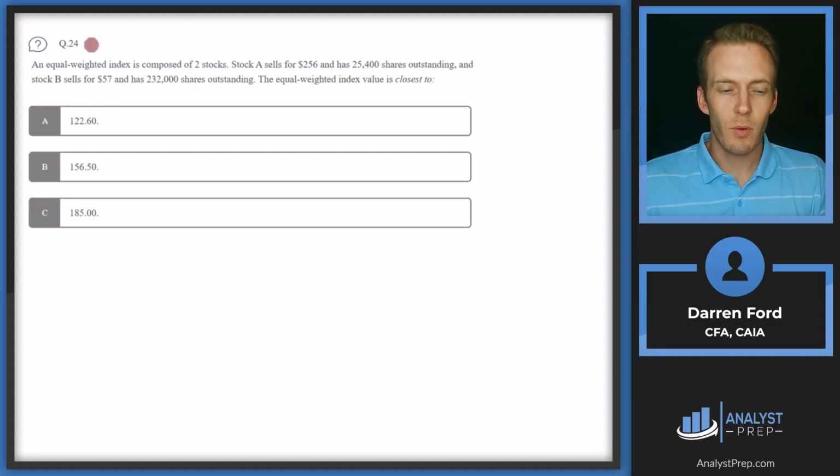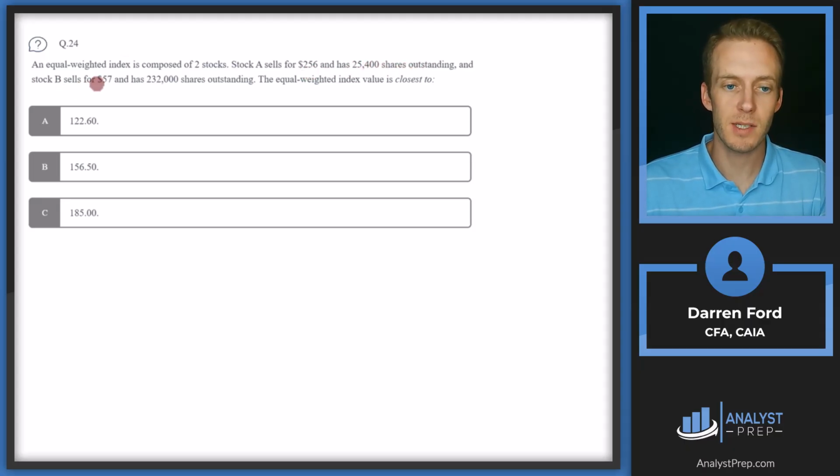Answer A. Question 24. An equal weighted index is composed of two stocks. Stock A sells for $256 and has 25,400 shares outstanding. And stock B sells for $57 and has 232,000 shares outstanding. The equal weighted index value is closest to.